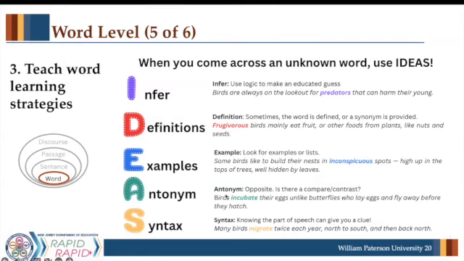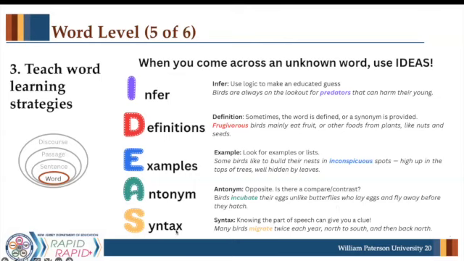Other times we might have students look for signal words such as unlike, and they can see that this green word that they might not know, incubate, can be defined using that signal word unlike. So birds incubate their eggs, unlike butterflies who lay eggs and fly away. So they might realize from context that a bird that incubates its eggs is going to take care of it, unlike the butterflies that just fly away and let it be hatched on its own.